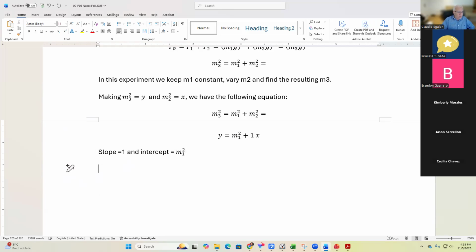You gotta plot m3 squared along the y-axis, and m2 squared along the x-axis.